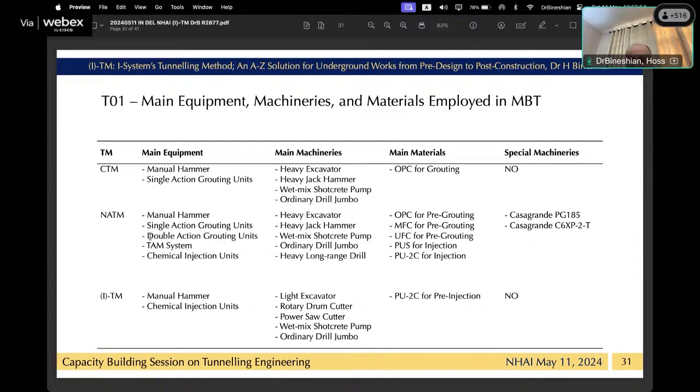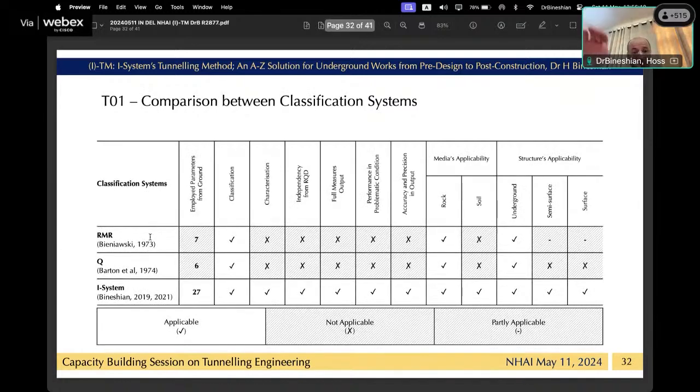ITM, from May 2022, proposed manual hammer, chemical injection unit, light excavator, rotary drum cutter, power saw cutter, wet mix shotcrete pump, and ordinary drill jumbo with polyurethane 2-component for pre-injection, no special machineries, and a 100% rate of success. For your information, 2 international consultants were terminated from T1 due to unsuccessful procedure in design and methodology using RMR, Q, the conventional tunneling method, and NATM.